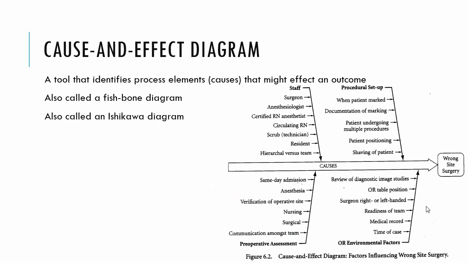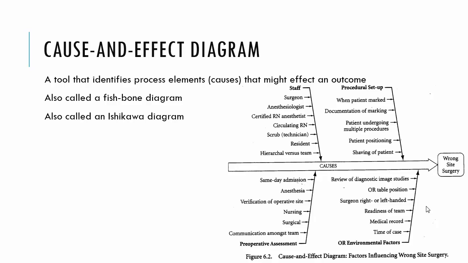Next, we have cause and effect diagram. This tool allows us to identify causes that might affect an outcome. It is also called a fishbone diagram or an Ishikawa diagram. The name fishbone is due to its visual layout. The head of the fish is the effect. That's the bad thing we're trying to avoid. And the bones are the different areas and specific attributes within that area.